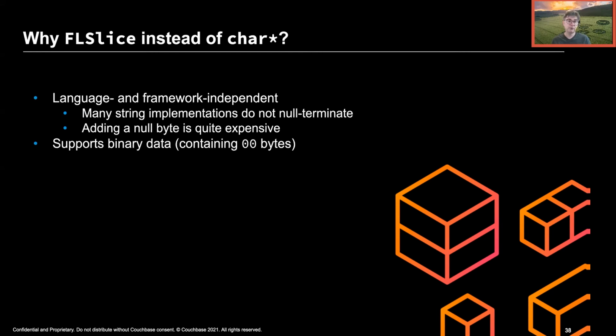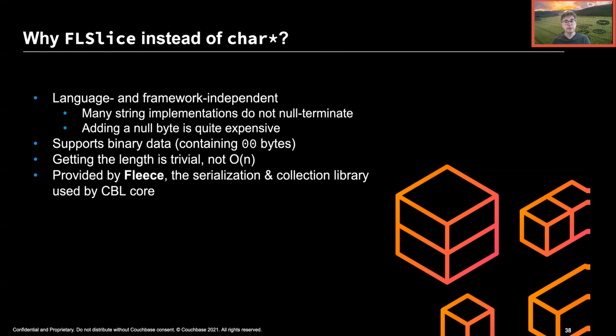Another reason is that with the slice, there's no magic 0 byte at the end, so it supports binary data just as well as it supports text, which is useful because we use the slice type in our blob API as well. And a minor benefit is that getting the length of the string is trivial. It's just stored right in it. You don't have to do this O of N strlen call. This string class, the slice class, comes from Fleece, which is a data serialization and collection library that we use.